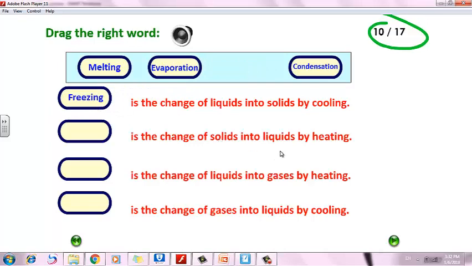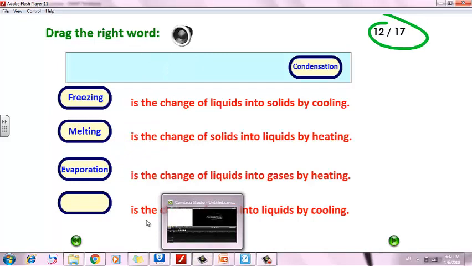The change of solid into liquid by heating. Solid, which may be ice, to liquid, which may be water, by heating. This is melting. And the change of liquid to gas by heating. I think this process takes place during cooking, and this is going to be evaporation.